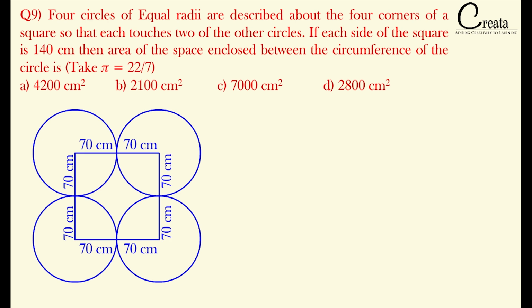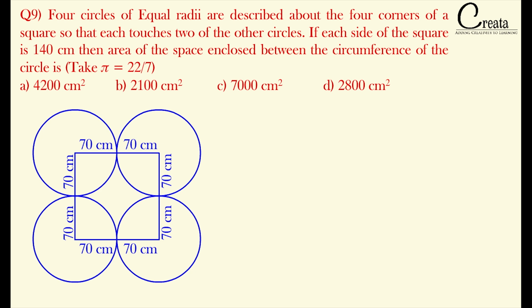In the question we have to find the area of the space enclosed between the circumferences of the circles. It means we have to calculate the area of this shaded region. Got it? This shaded region is the enclosed area between the circumferences of the 4 circles. So let's approach the question.